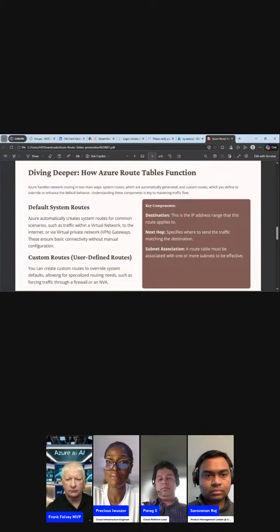A route table must be associated with one or more subnets to be effective. Now, the two main features of route table, which I mentioned earlier, are the default route and the custom route, which is also known as user-defined route.